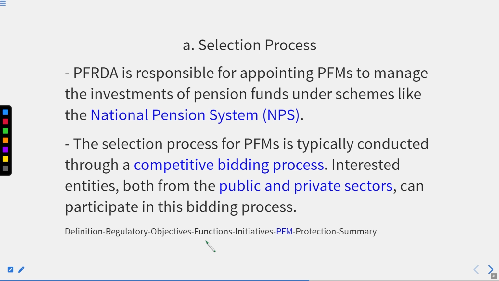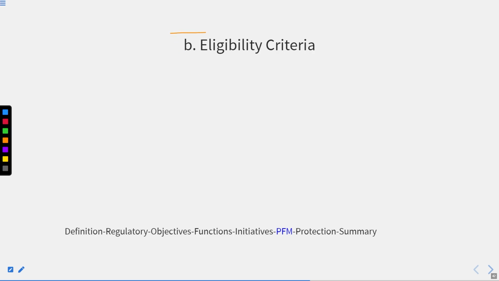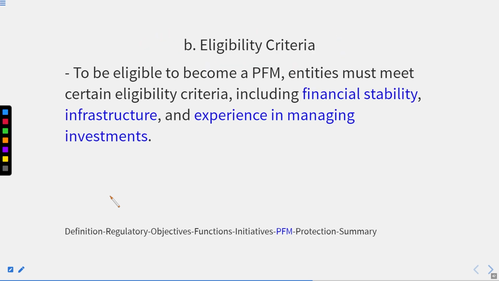They generally launch the bid for it, and entities from both the public and the private sectors are invited to participate in the bidding, which is competitive in nature. The most eligible will get the chance. Thereafter, what is their eligibility criteria? To be eligible to become a PFM, entities must meet certain eligibility criteria. What are these? Including their financial stability, infrastructure, and experience in managing investment. So these are the eligibility criteria.